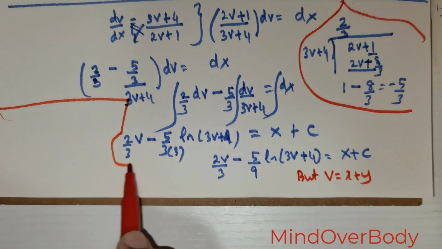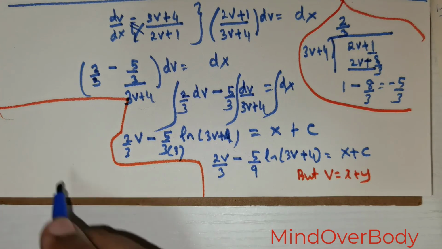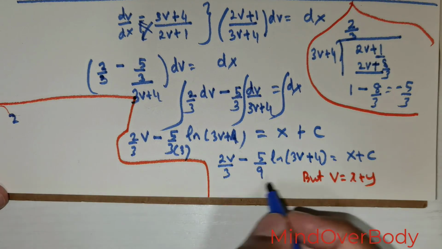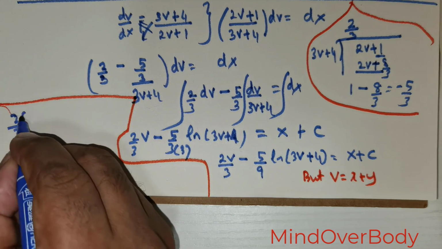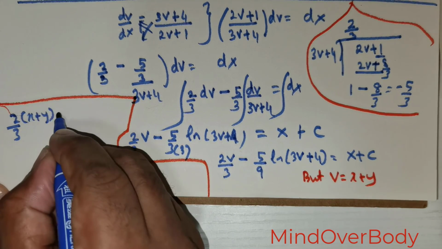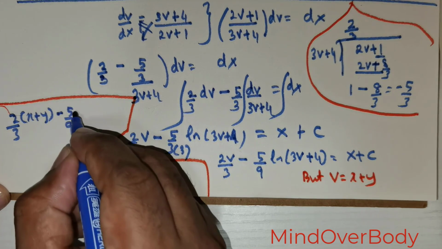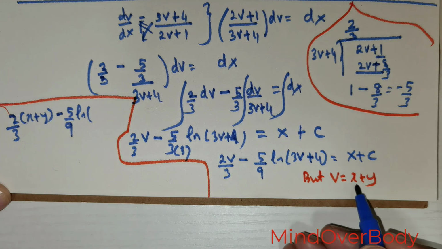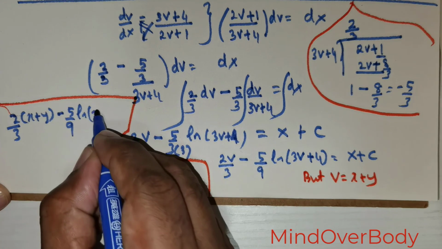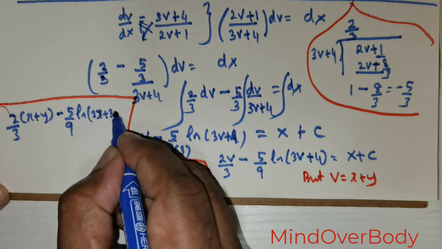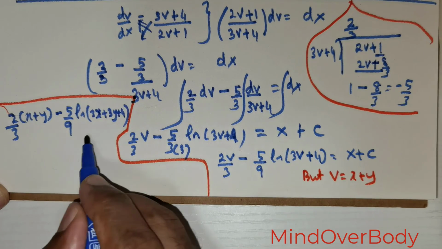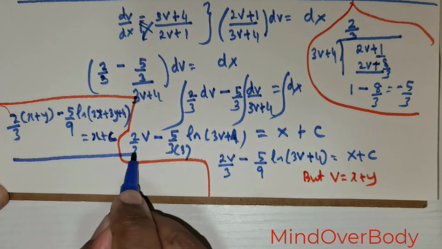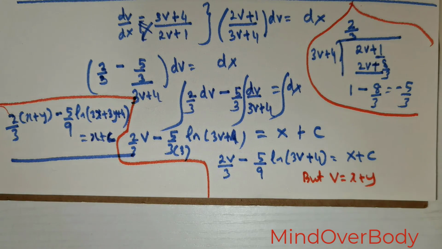So I will have to substitute it here. Probably I will use this space here. That would mean I have 2/3 of (x + y) - 5/9 of ln of (3x + 3y + 4) is equal to x + c. I think this is the right place to stop for the solution.